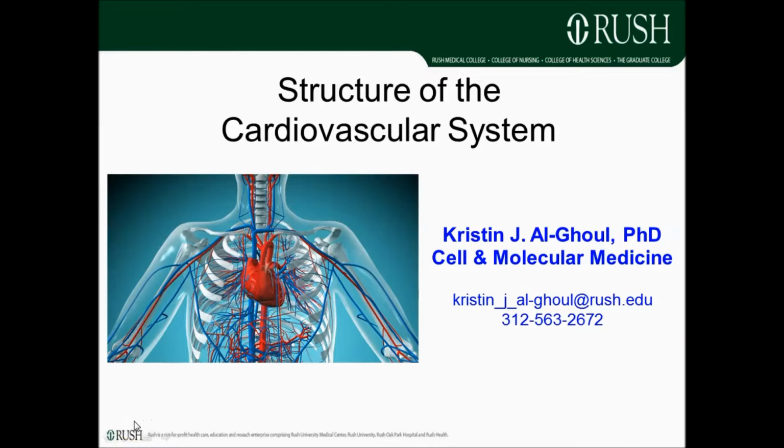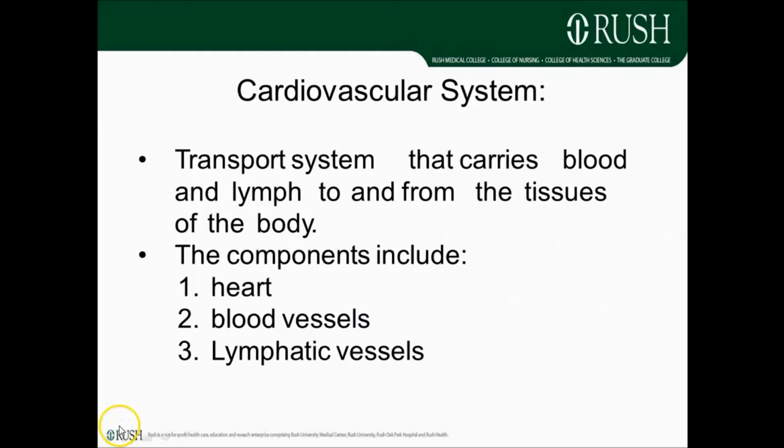This series of videos will examine the structure of the cardiovascular system. The cardiovascular system is a transport system that carries blood and lymph to and from the tissues of the body. In fact, blood is carried to and from the tissues, whereas lymph is a one-way system, only from the tissues back to the vasculature. The components include the heart, the blood vessels, and the lymphatic vessels.